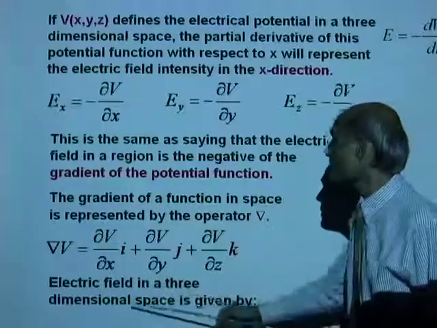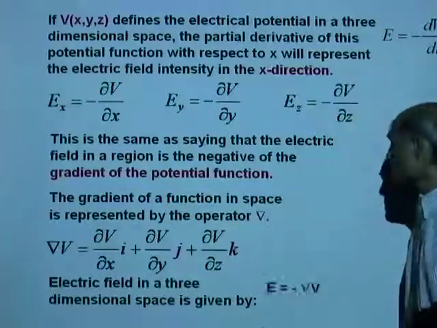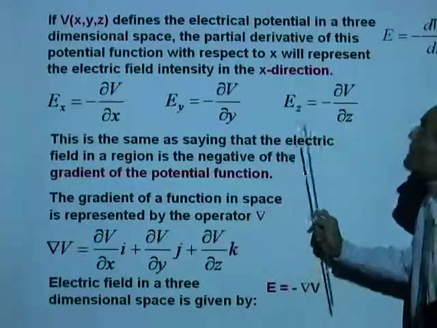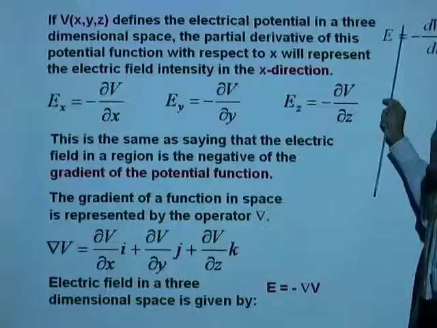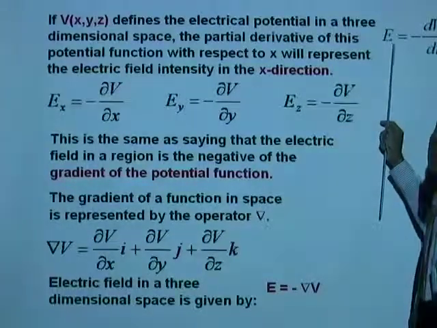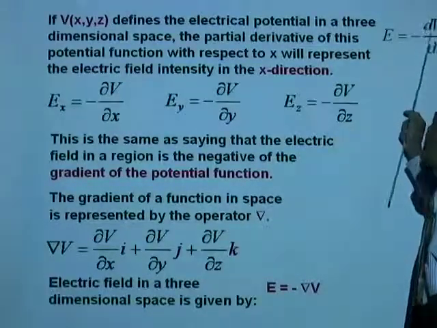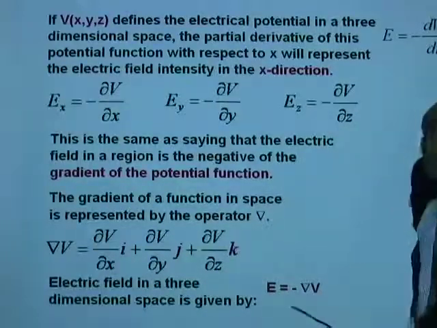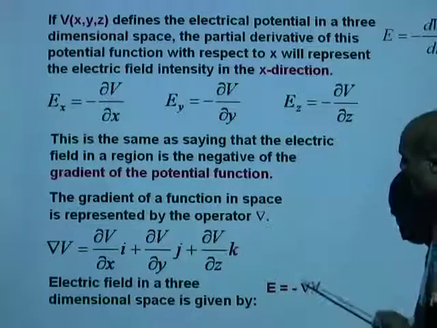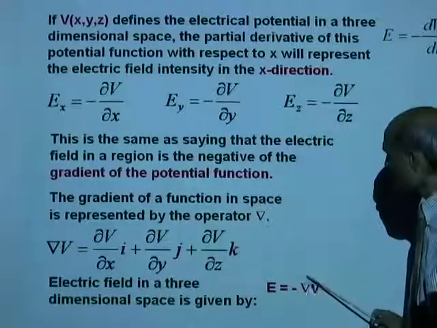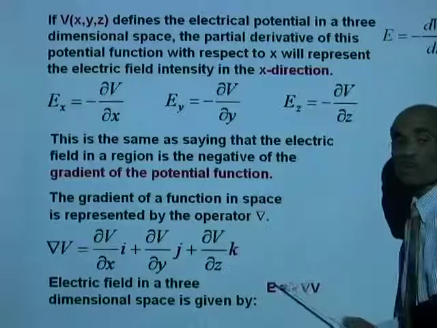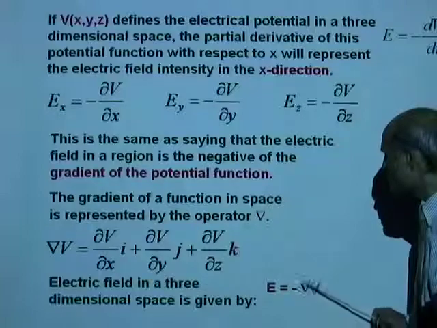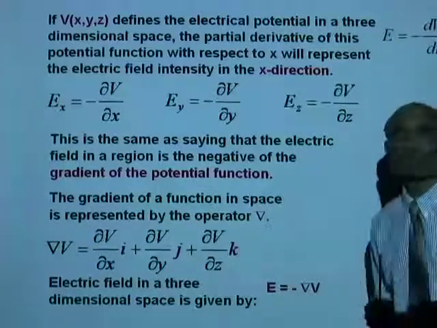Electric field in a three-dimensional space is given by E equal to negative dV over dr. Now this is the same thing: E equal to negative del V, negative of the gradient of the potential function. Electric field is a measure of the negative of the gradient of the potential function.